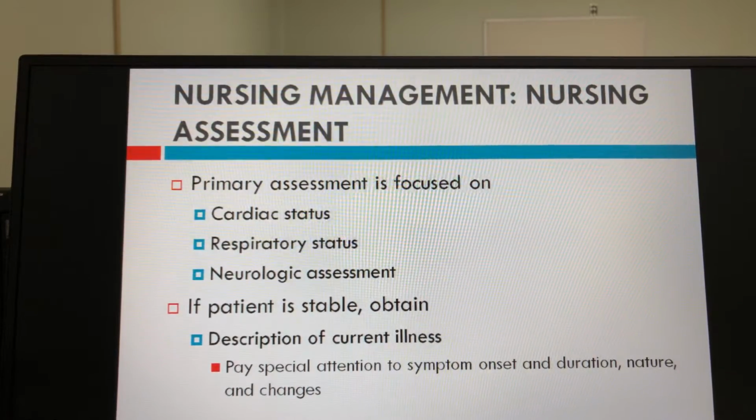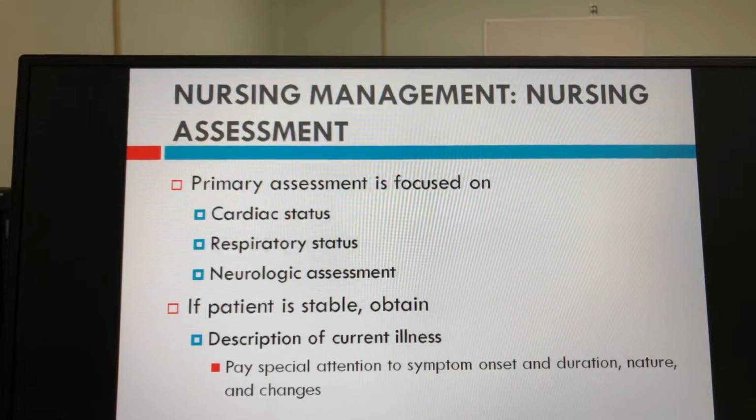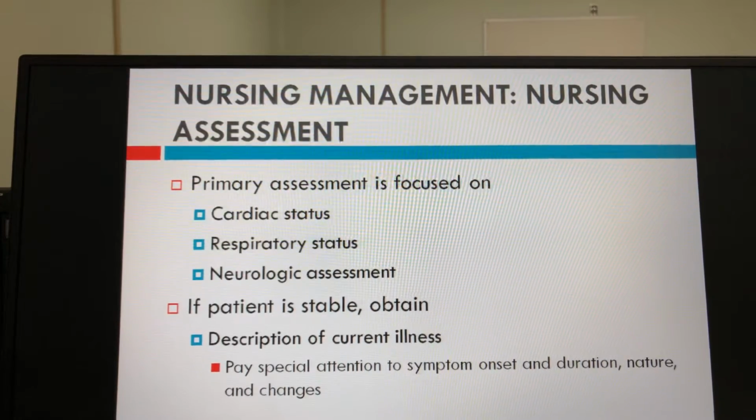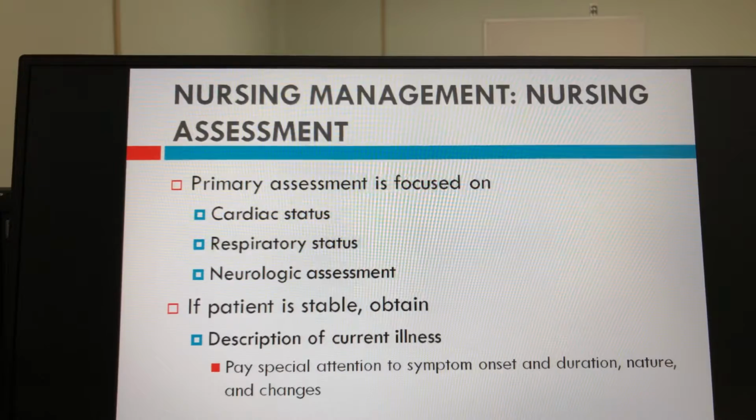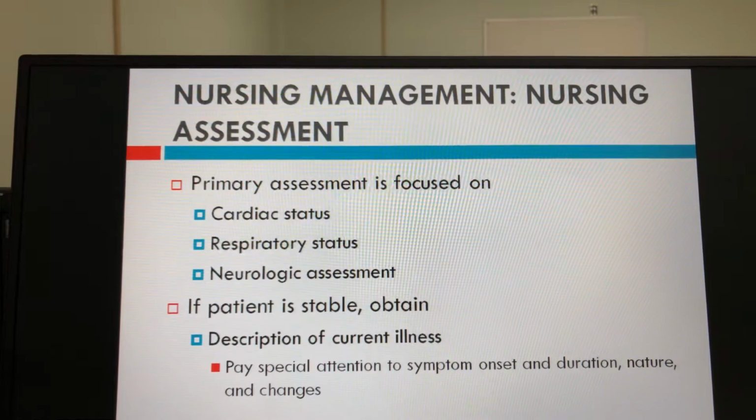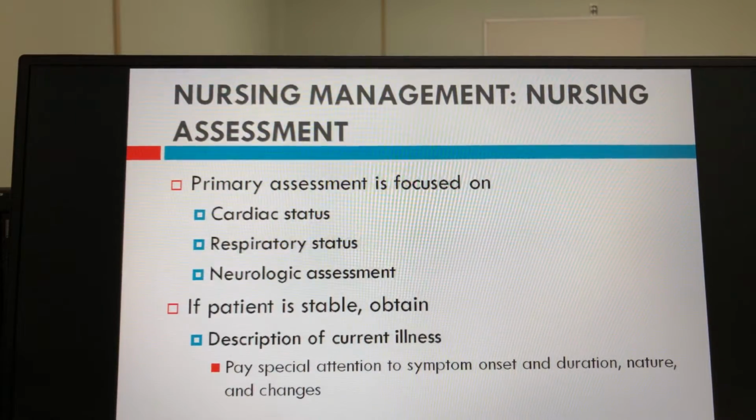And if the patient is stable, we're going to obtain a description of the current illness. And when we are doing that, we need to pay special attention to the symptom onset and duration, the nature, and the changes. Now, remember, when we're doing the assessment, you have the subjective and objective data that we need to obtain from a person who has had a stroke. And I think I mentioned that earlier in one of the slides.